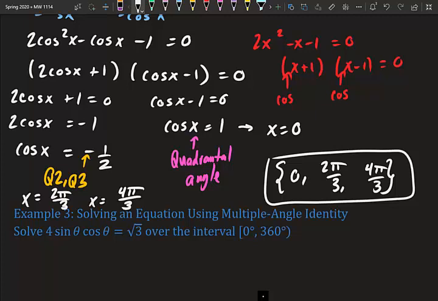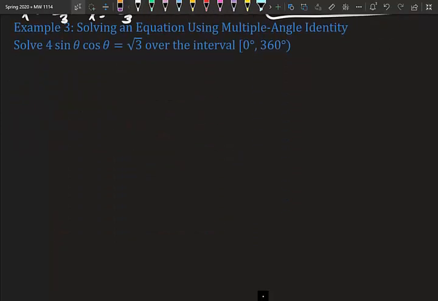Alright, let's keep going. Solving an equation using multiple angle identity. We're given 4 sine theta cosine theta equals square root of 3. We want to solve that over the interval of 0 to 360. Do you notice now how we're actually not given an identity? 4 has nothing to do with our identities. Sine, cosine, they need to be squared. Square root of 3, that tells me nothing.